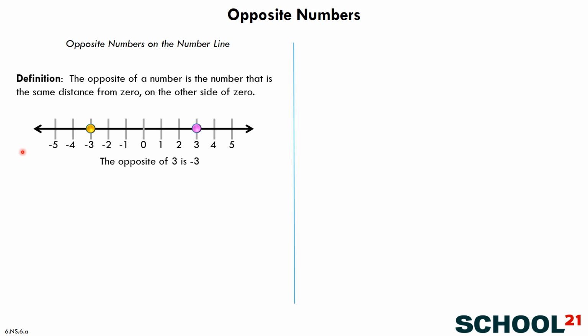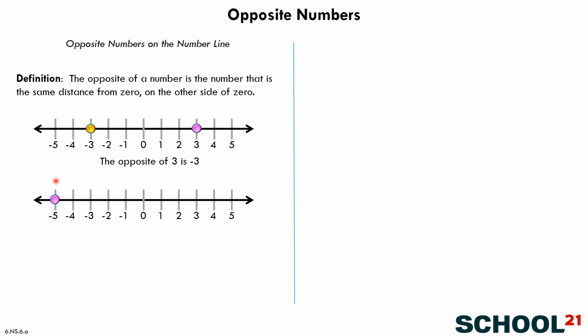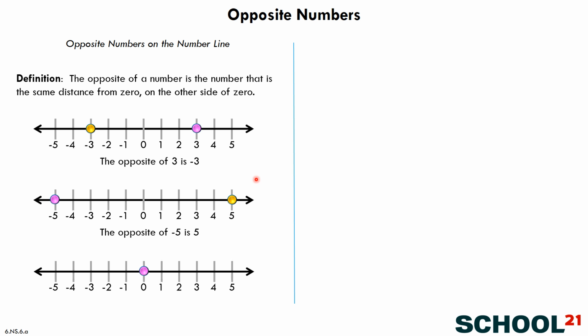Okay, now let's do another example. Here I've graphed what number? Negative 5. Okay, what would the opposite of negative 5 be? Positive 5, right? So it seems like this is pretty easy, right? Yeah. Let's try one that's a little bit tricky. Probably not too tricky, but let's see what you think. What's the opposite of that number? 0? That's right. The opposite of 0 is 0.